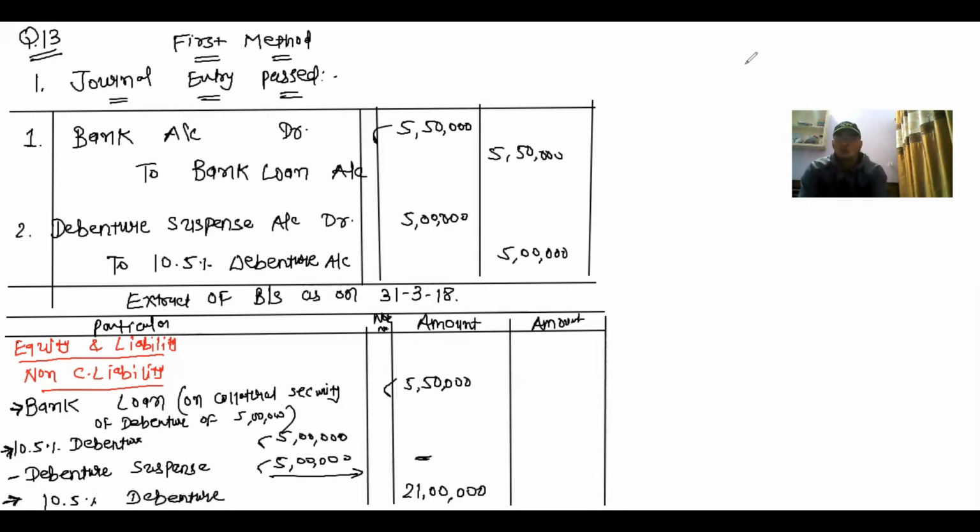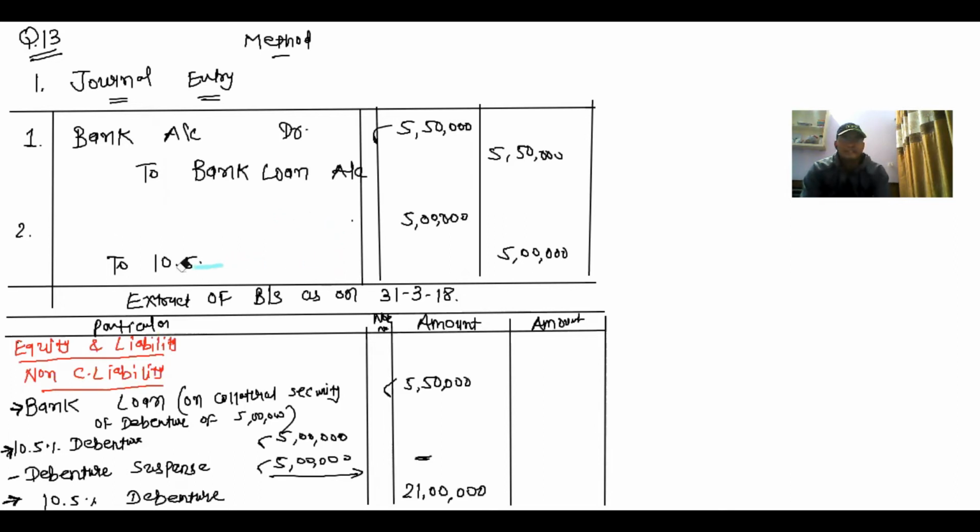Now, what are the changes in the second method? So I am here writing the name of the second method, where journal entry is not passed. So if journal entry is not required, then this second journal entry is removed from the answer.